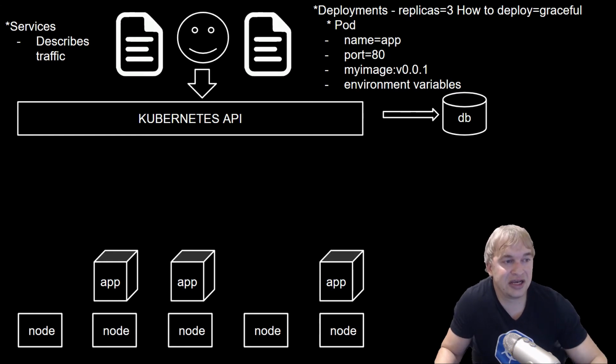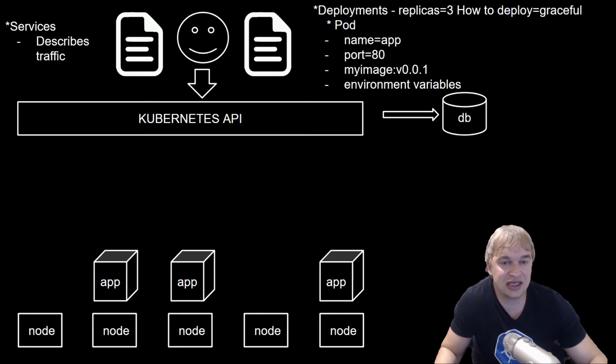Now, traffic can either be internal, private, so container or pod to pod traffic, that is like one microservice calling another microservice, or it can be public, where you have a set of pods that get load balanced under a public IP and under a load balancer.